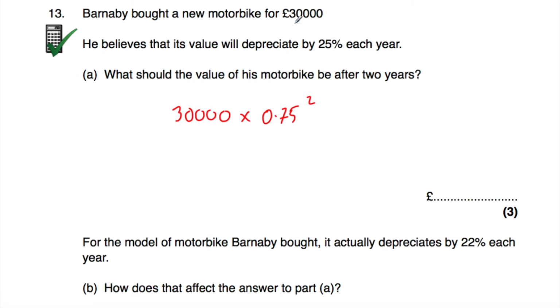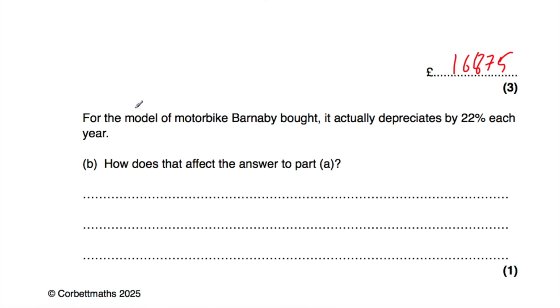Or you could just take the £30,000 and reduce it by 25%, get that answer, and then reduce that by 25% to find out how much it'd be worth after the second year. So if we do 30,000 multiplied by 0.75 squared, that's equal to £16,875. So that's how much the motorbike should be worth after 2 years, £16,875.